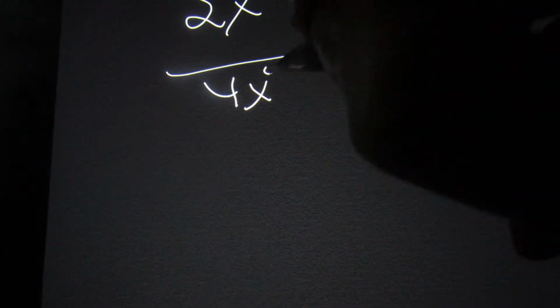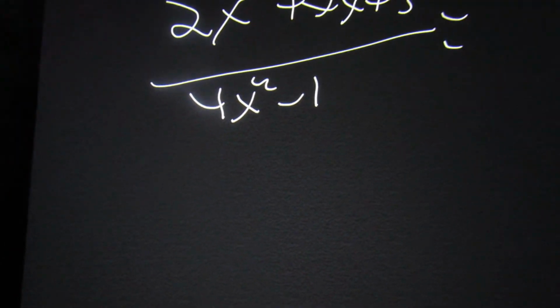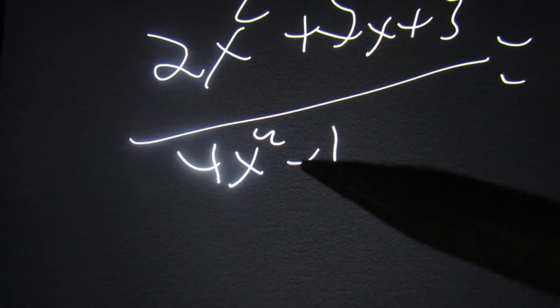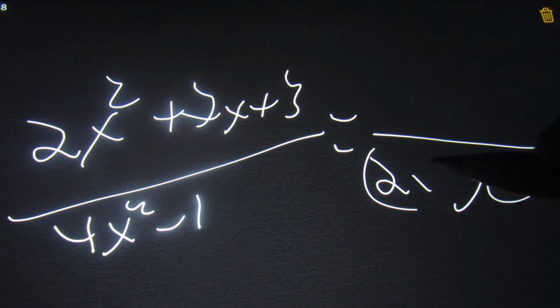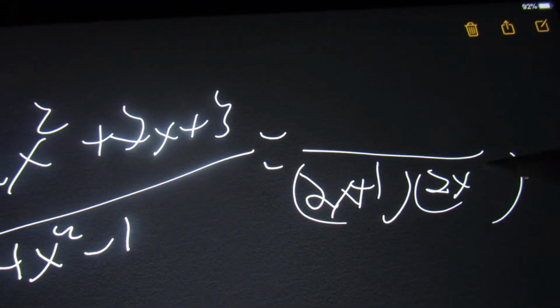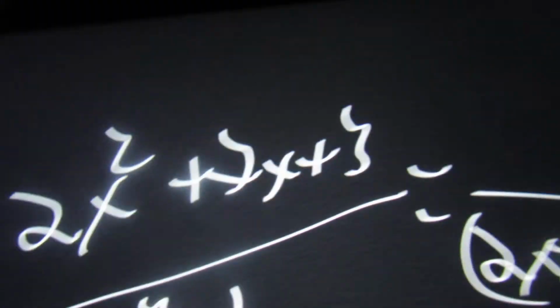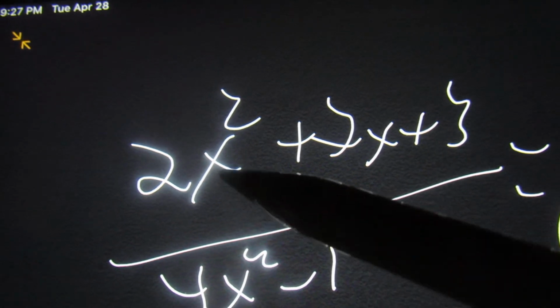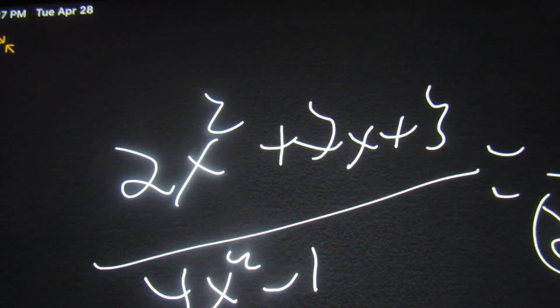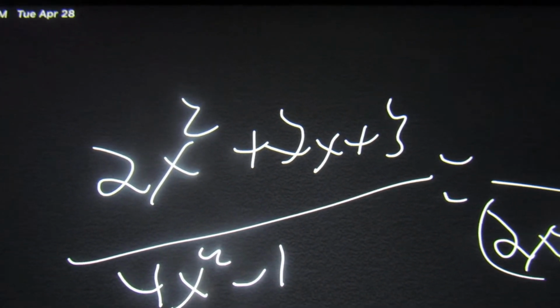Okay, now let's say we have 2x squared plus 7x plus 3 over 4x squared minus 1. So I'm going to do the one that's easier first, which is the 4x squared minus 1, because that's a difference of two squares. So we have 2x plus 1 and 2x minus 1. Now let's look at this here. We can't factor out a 2, and we have two pluses. So we know we're going to have two pluses in our two binomials.